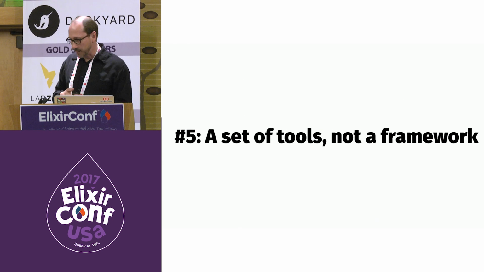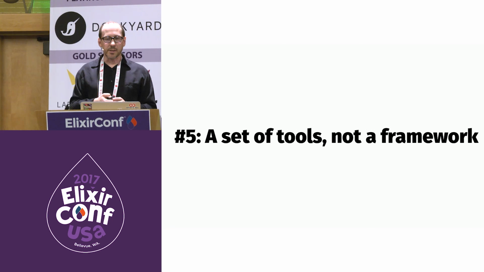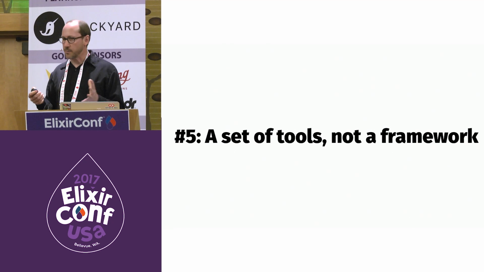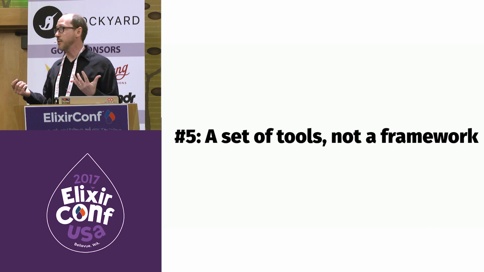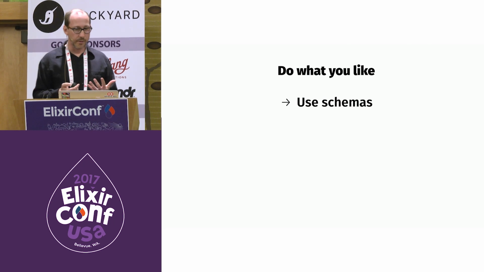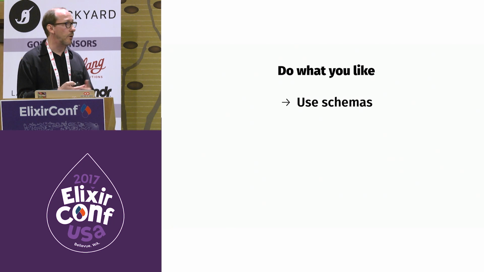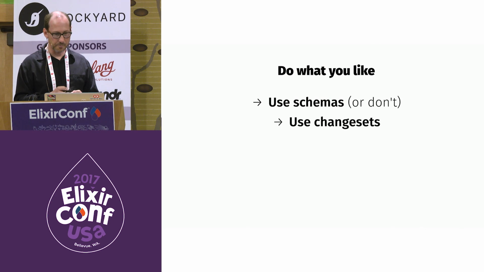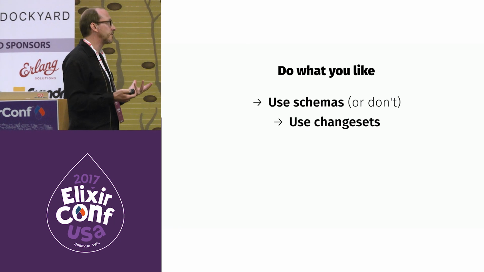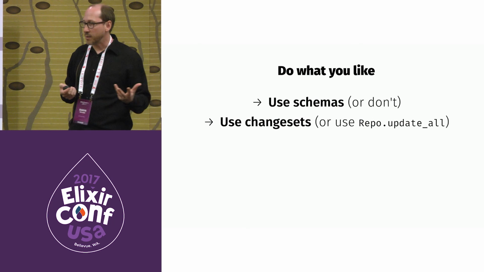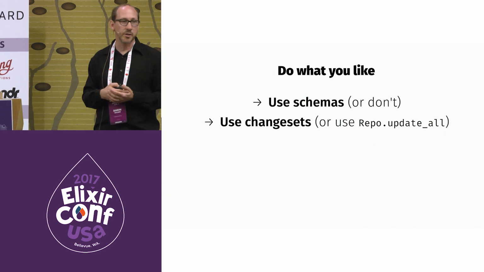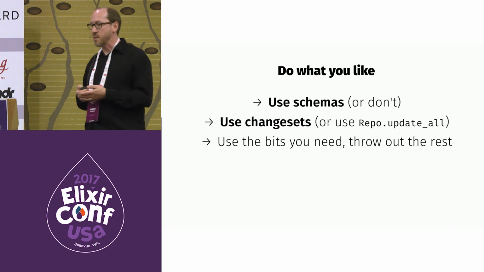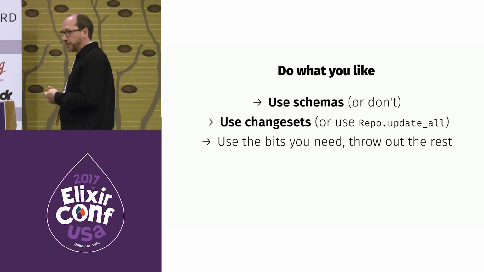And that brings us to the last one. Think of Ecto as a set of tools and not so much a framework. All the different pieces of Ecto work together really nicely, but how you use them is kind of up to you. You can use schemas for all of your database records, or don't. Skip it altogether. You can use change sets to do updates, or you can go kind of low level and use the update all function in repo to manage those changes a little more manually. You can keep the bits that you want and throw out the rest.